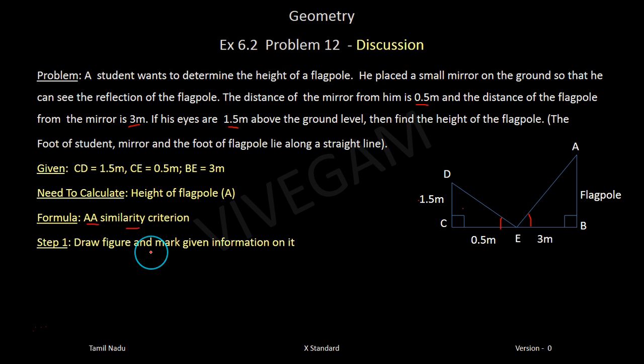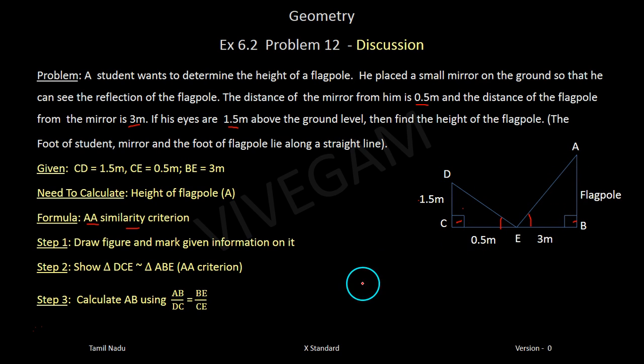First draw the figure and mark the given information as we discussed. Then show these two triangles are similar to each other. How will you show? This is the angle of incidence and this is the angle of reflection, so these two angles are equal. These two are perpendicular to the ground, therefore these two are equal. Then by AAA criteria, this triangle is similar to this triangle.